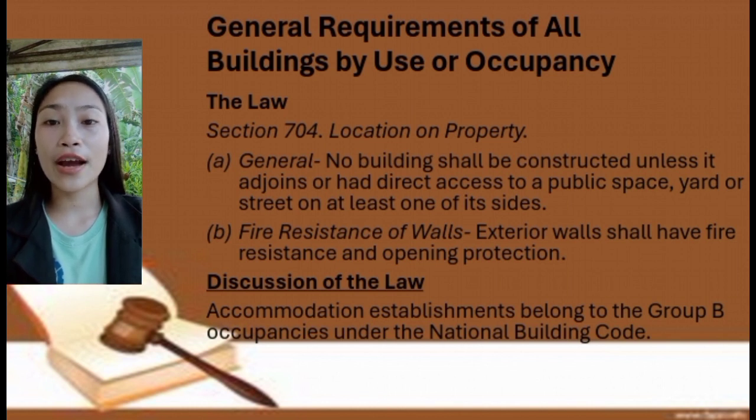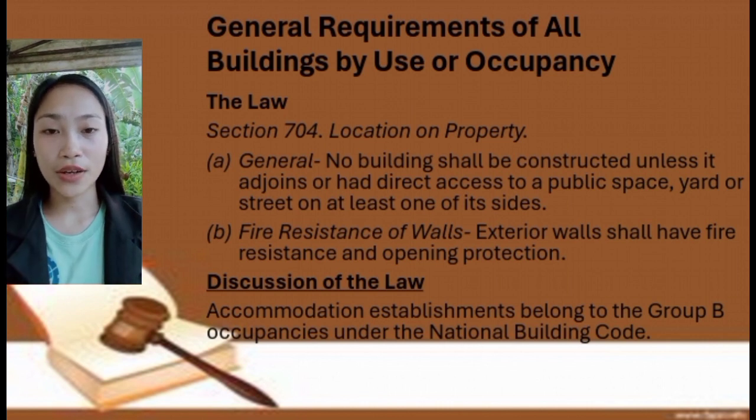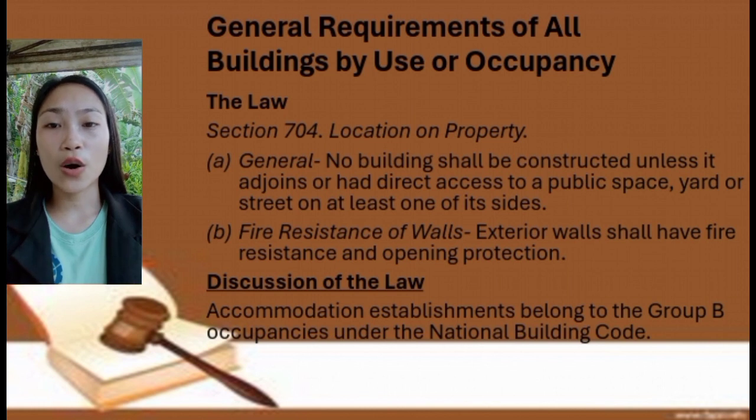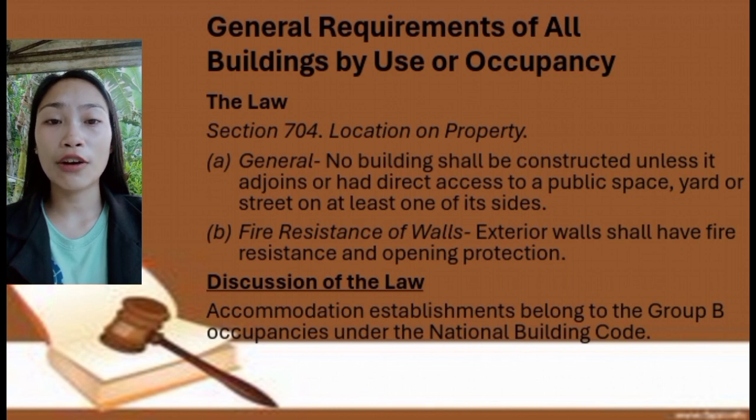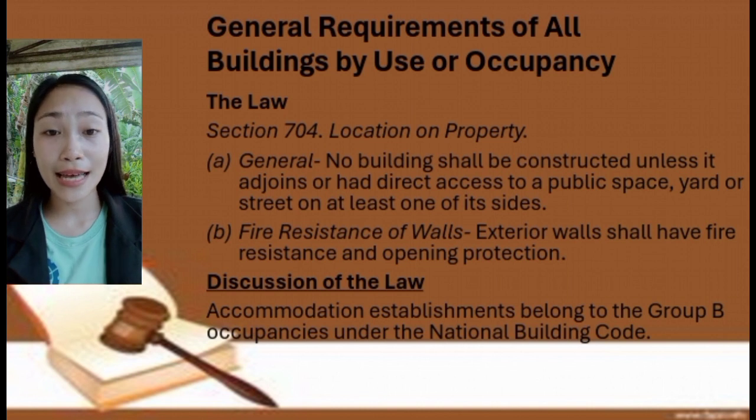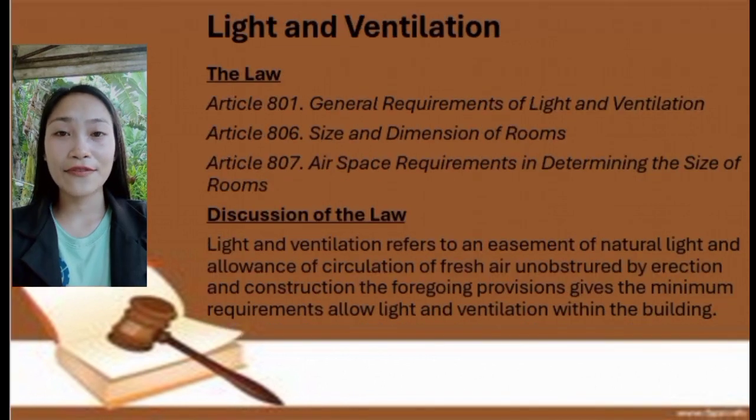Then second, fire resistance of walls. Exterior walls shall have fire resistance and opening protection. Discussion of the law. Accommodation establishments belong to the Group B occupancies under the National Building Code. Accordingly, it shall consist of multiple dwelling units, including boarding or lodging houses, hotels, and apartments, buildings which accommodate more than 10 people.